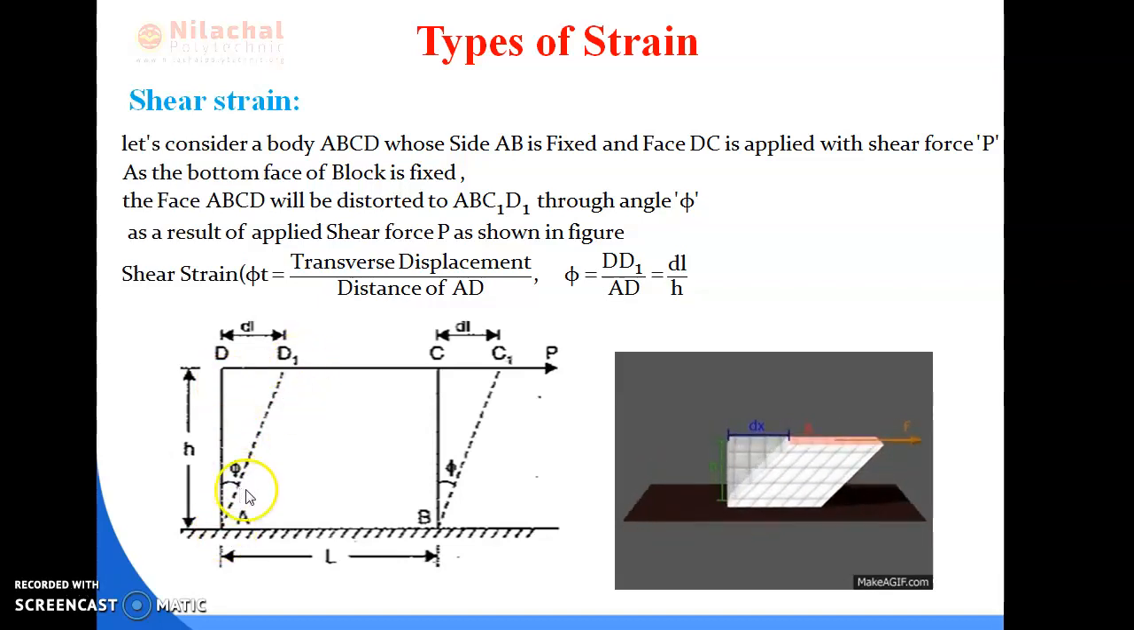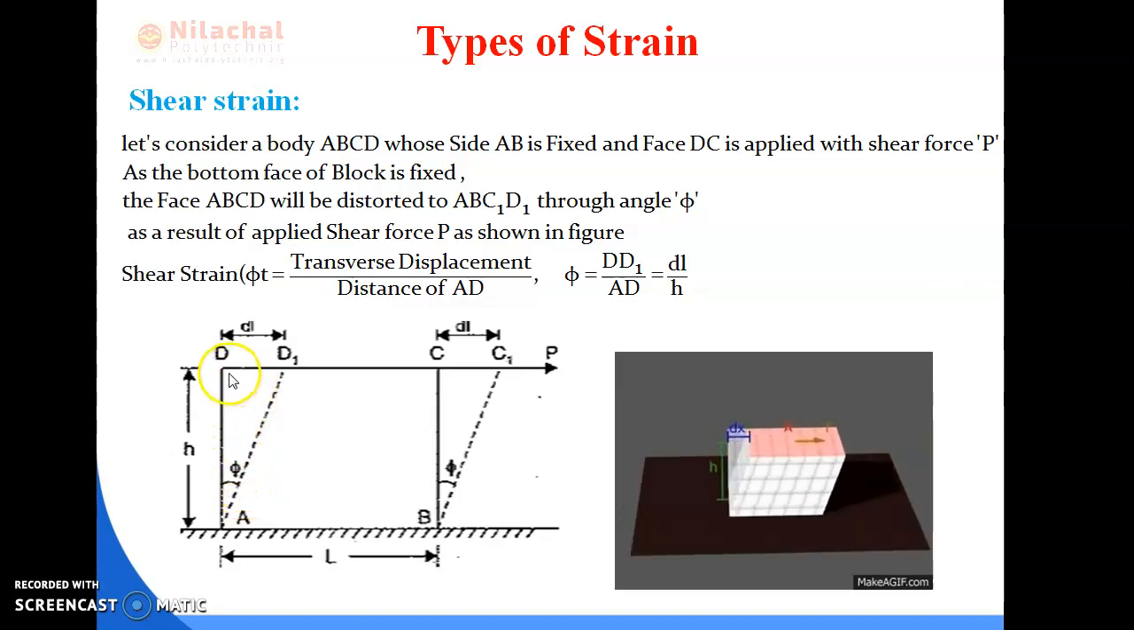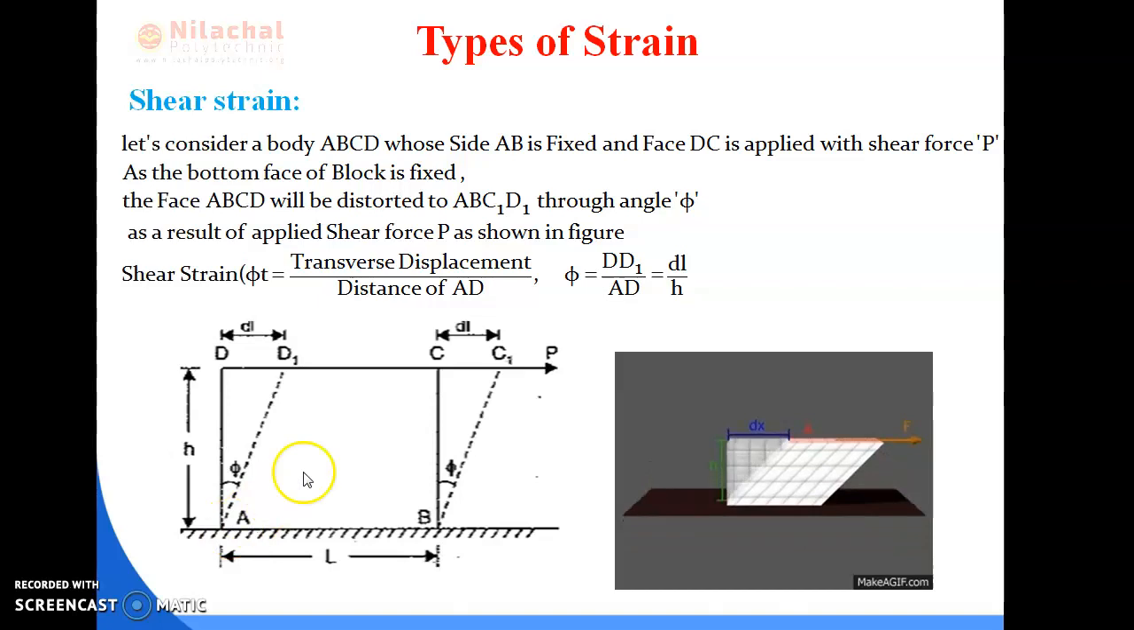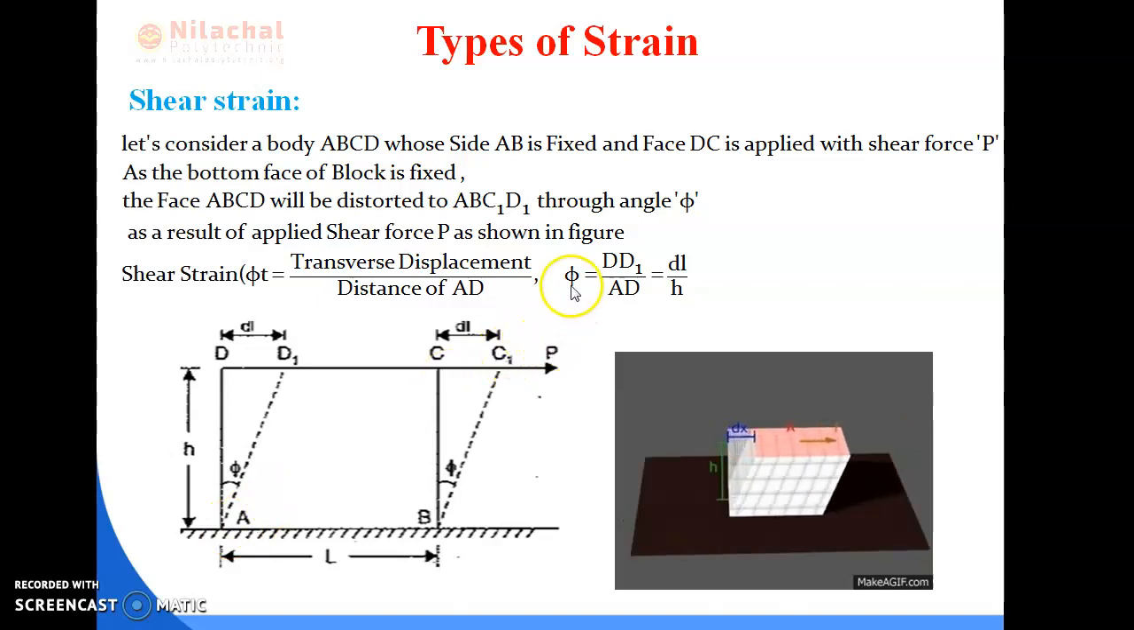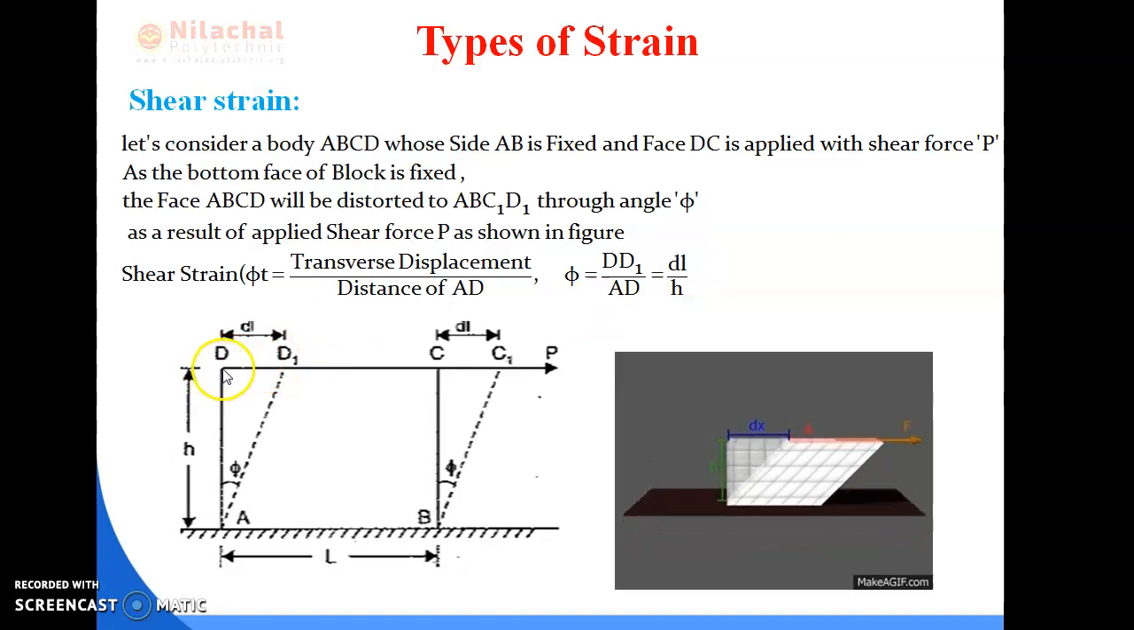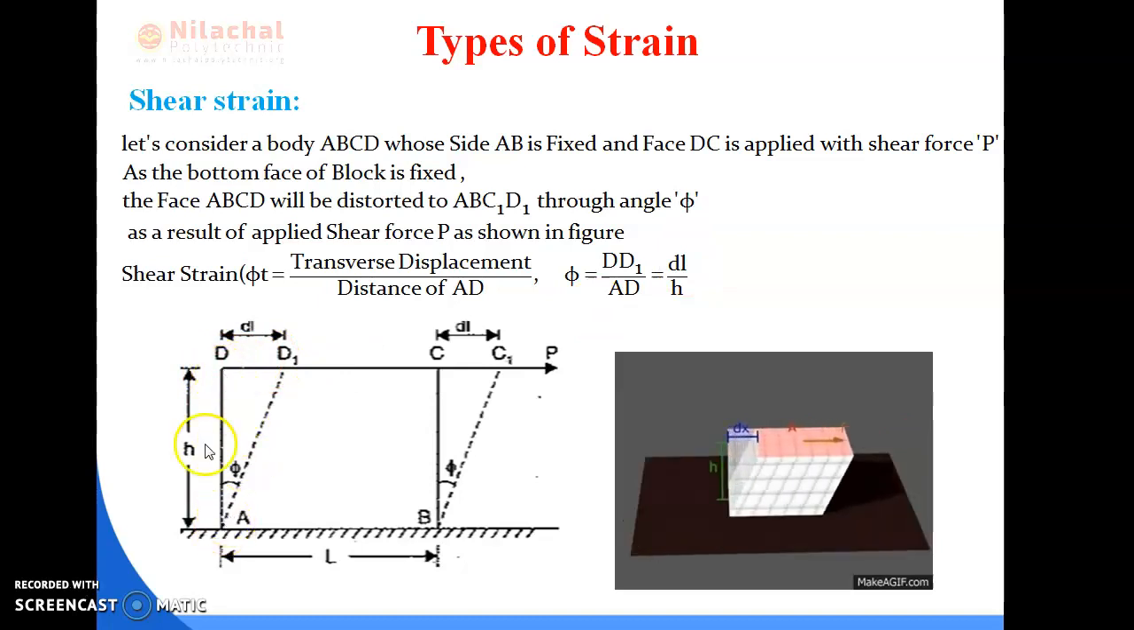Now, tan phi is equal to DD dash by AD. For a very small angle, tan phi is equal to phi. So phi is equal to DD1 by AD, that is equal to change in length by the distance from A to D, that is h. So, shear strain is equal to del L by h.